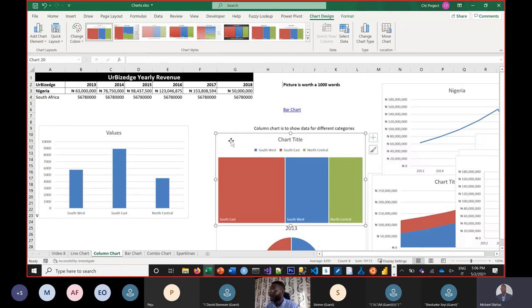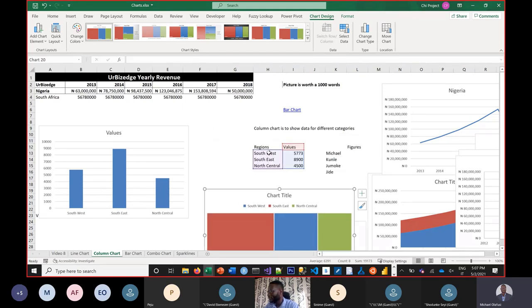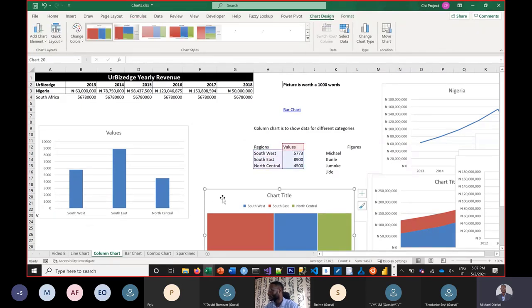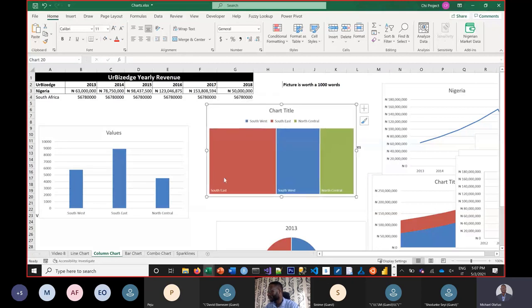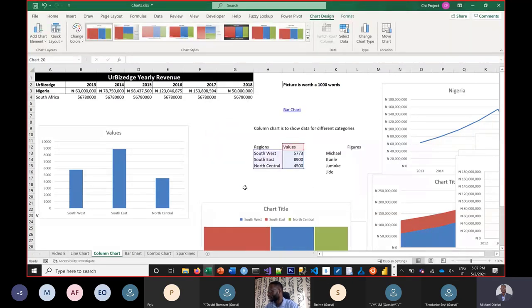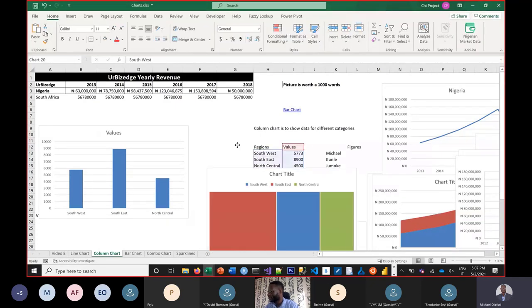Right? What's the advantage? A Treemap is always arranged in hierarchical form, like in an order. In a column chart, it is the natural way they are showing: Southwest first, southeast next, north central. For Treemap, no. The biggest first, even if the biggest is not the first on the list, right?